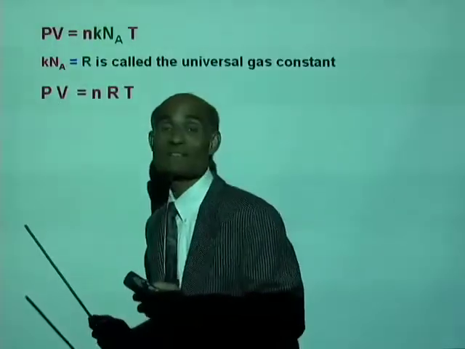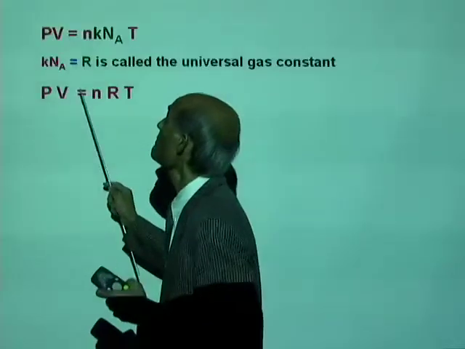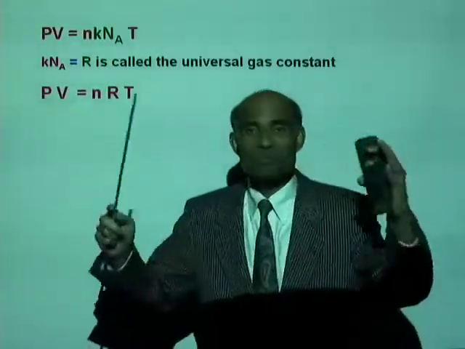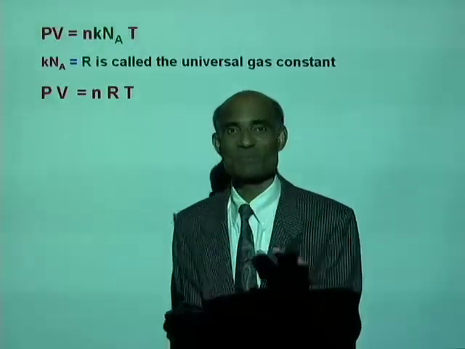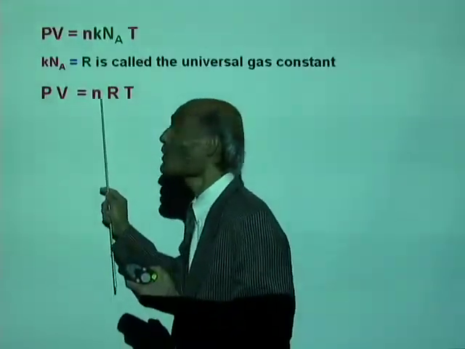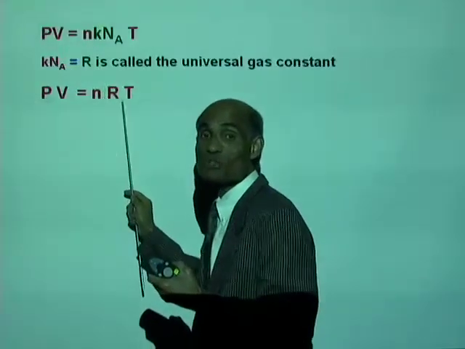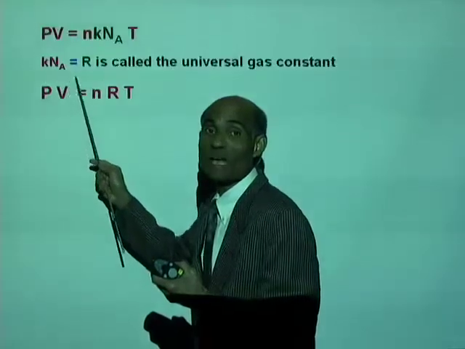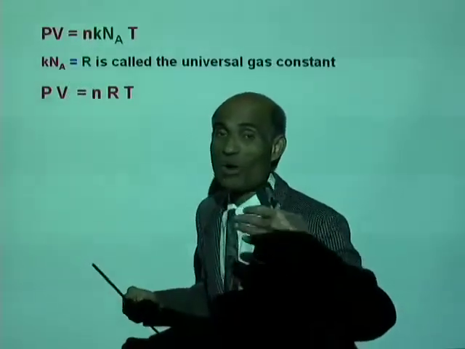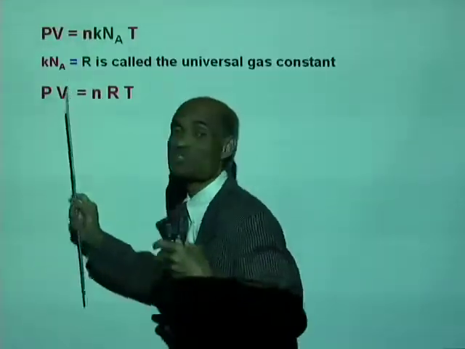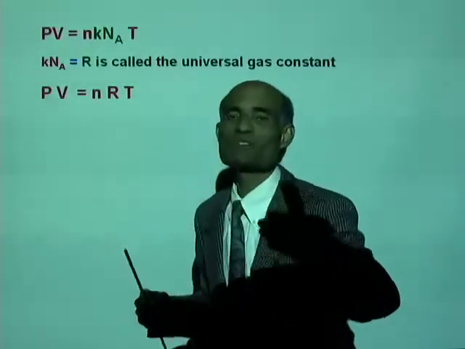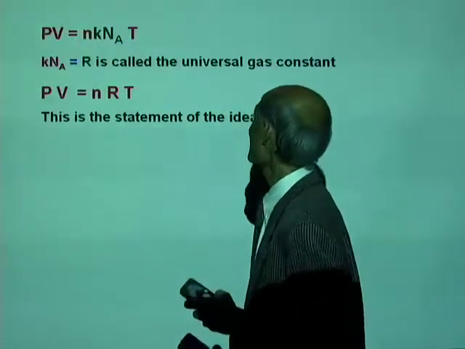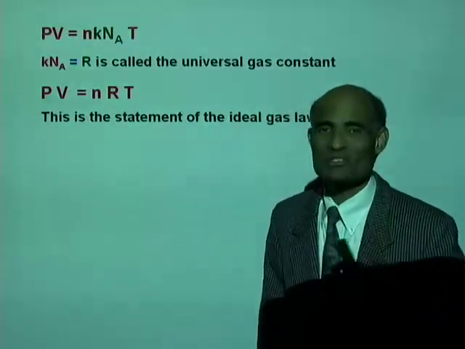So we can now write that relation PV = nRT. That is a beautiful equation in chemistry, where n is the number of moles of gas, R is the universal gas constant, which is equal to K times Na. I want you to recall this relationship many times in the next few lessons. So keep track of this. This is the statement of the ideal gas law.